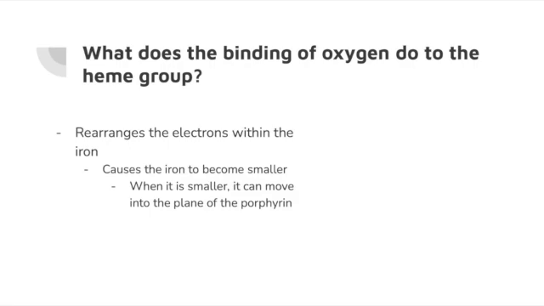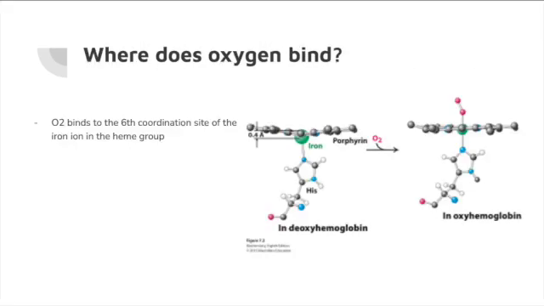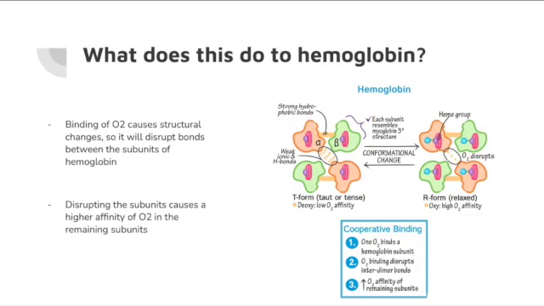As we can see in the picture here, the iron atom is big before oxygen is bound to it, so it is out of the plane. And when oxygen binds, it is going to be moved up because the iron ion is now smaller and it can fit well into the plane. So this structural conformation does have a big effect on hemoglobin.